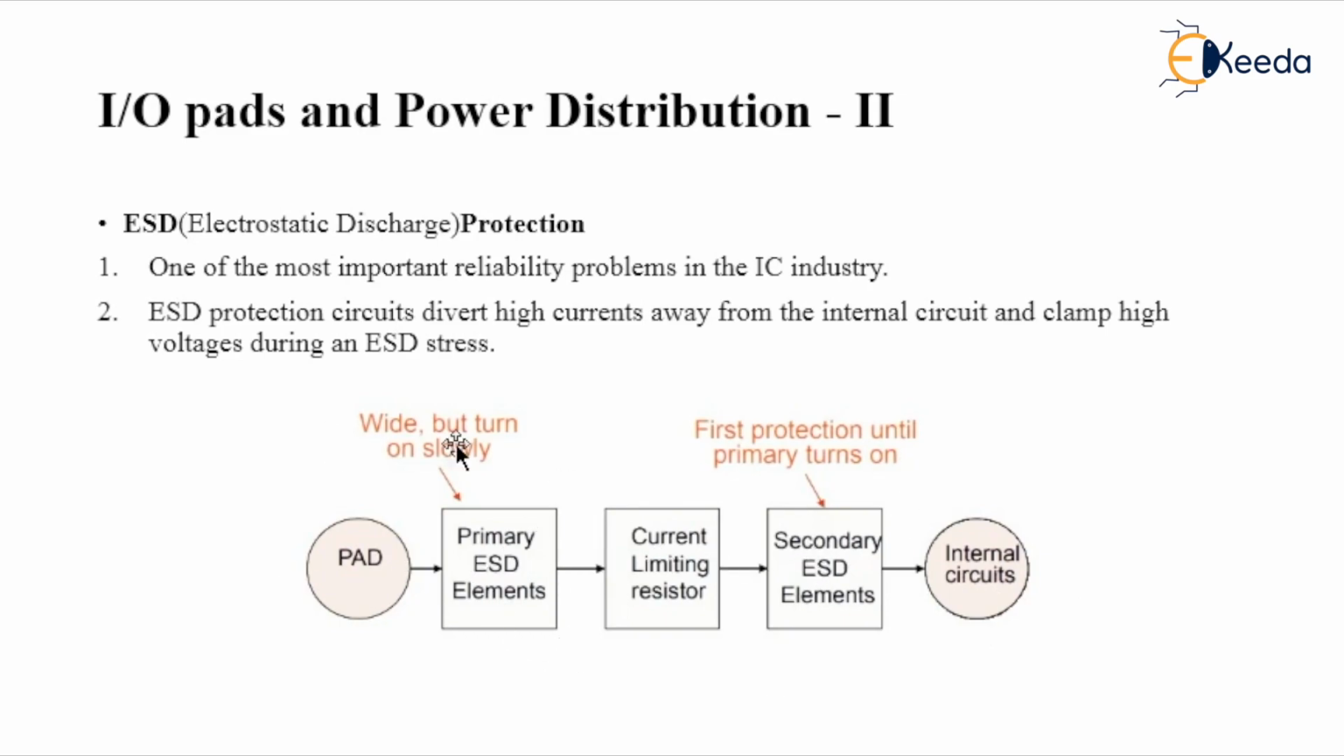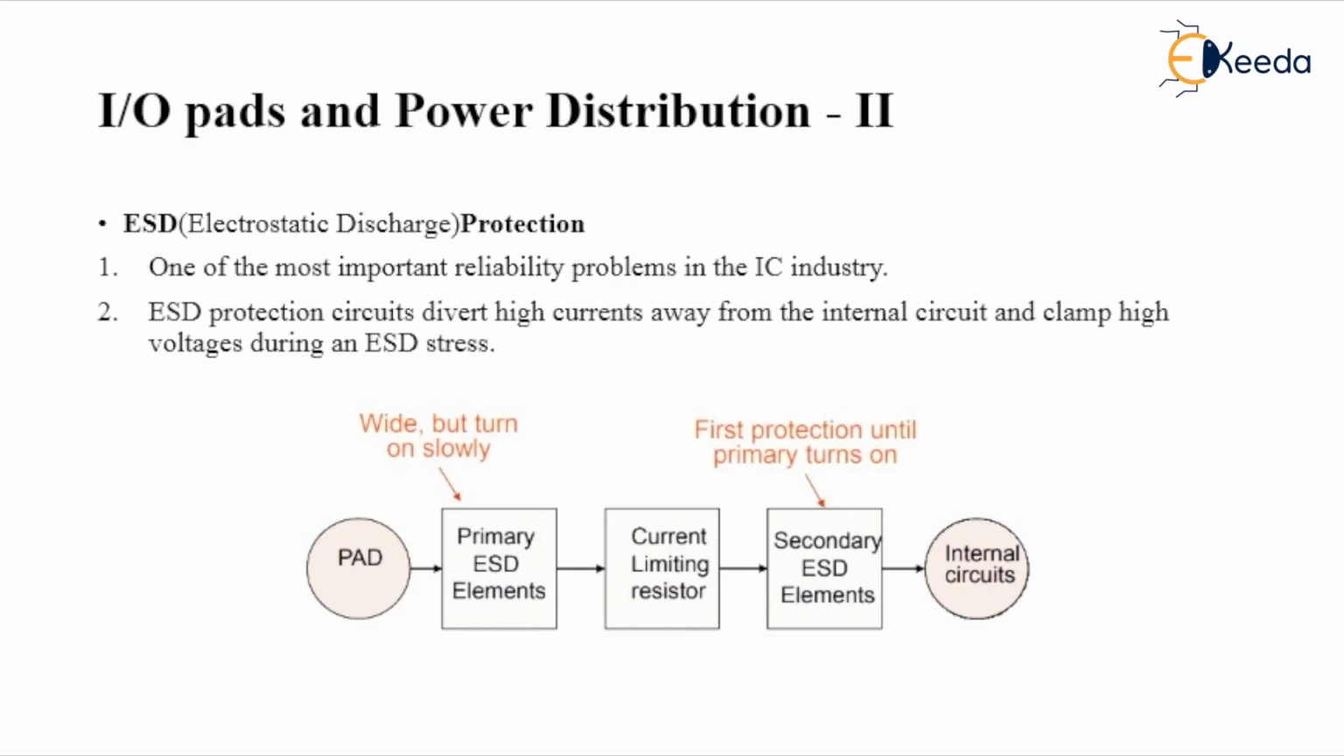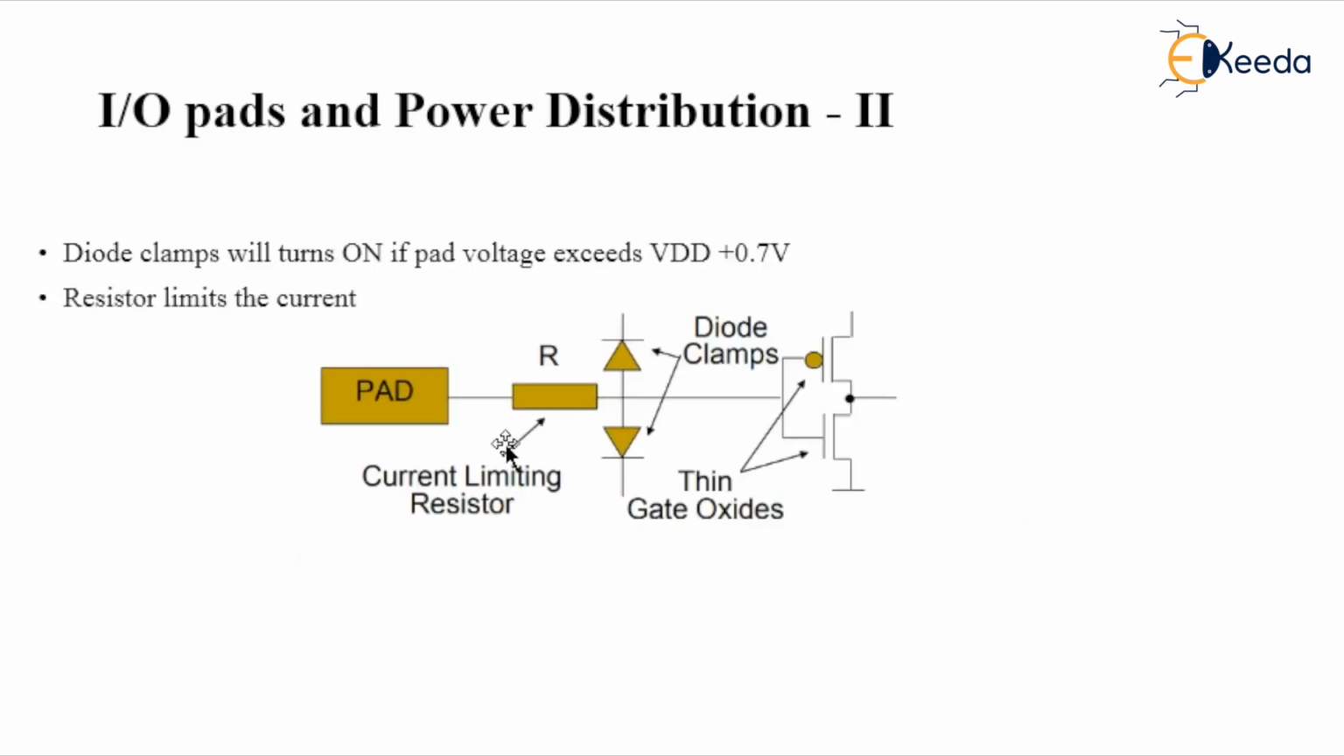This block diagram representation can be easily understood with the help of a circuit diagram. That circuit is represented here, and this pad is acting as an interface between the outside world and the internal circuit. The resistor and the diode clamps will act as the primary and secondary ESD circuits, where this resistor, which is shown here as the current limit resistor, will limit the current, and these diodes will clamp the higher voltage.